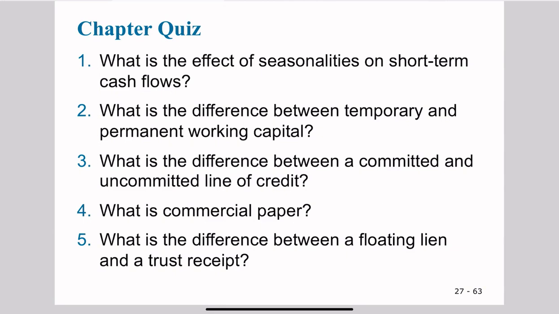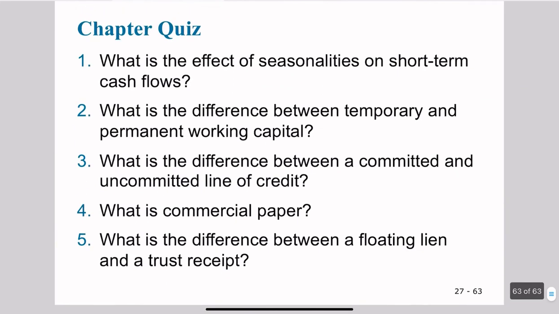What is the difference between a floating lien and a trust receipt? A floating lien basically means you will use all your inventory as collateral. However, you have the freedom to sell your inventory. And a trust receipt means you will use your inventory as collateral, but you will put that inventory in a trust. And as you sell your inventory, you should use your proceeds to pay back your loan.